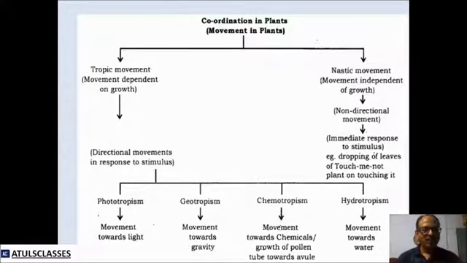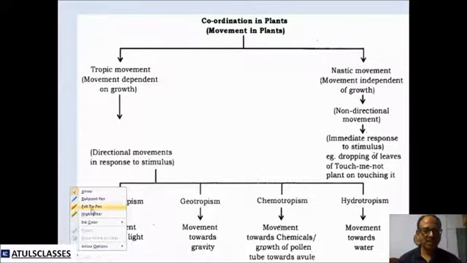So, after a great research, it was found that plants undergo movements to protect themselves or for growth. The movements are of two types. One, the movement that is dependent on growth, and another movement that is independent of growth. The movement that is dependent on growth is called the Tropic Movement, and the one that is independent of growth is called the Nastic Movement.